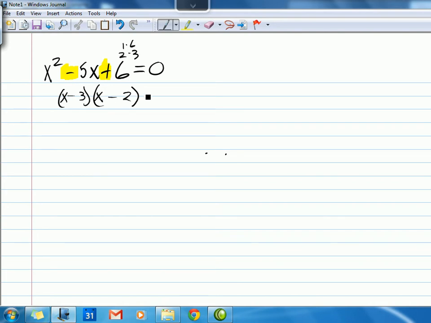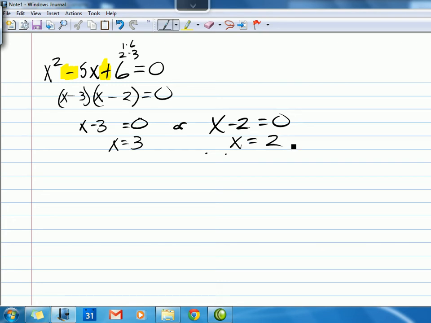So then we get that, right? And that's going to be equal to 0. So what happens after that? You set both of them equal to 0: x minus 3 equals 0, or x minus 2 equals 0. You don't need these parentheses anymore, since it's by itself. And then from here you get that x equals 3 and x equals 2. So then your solution set would just be 3, 2.